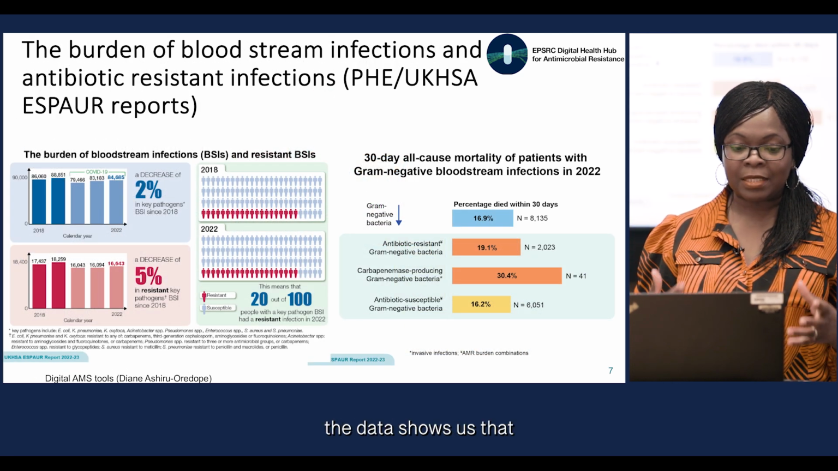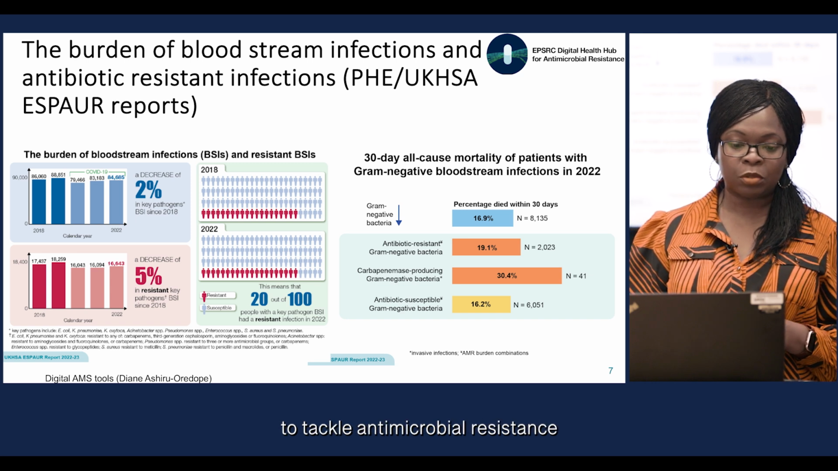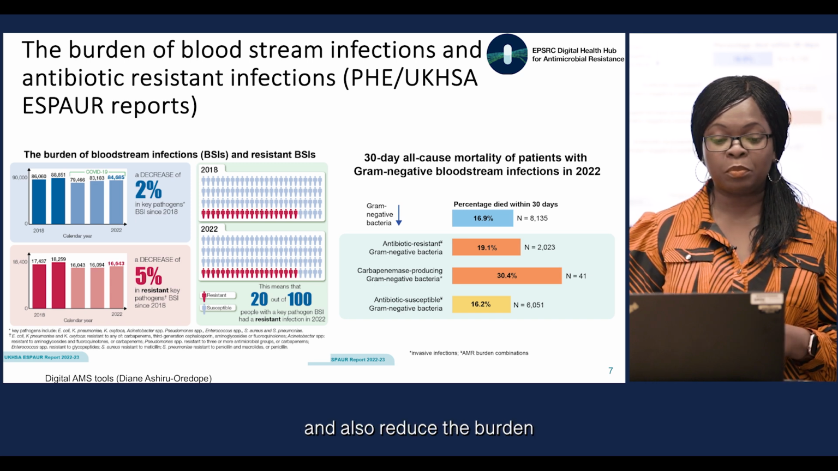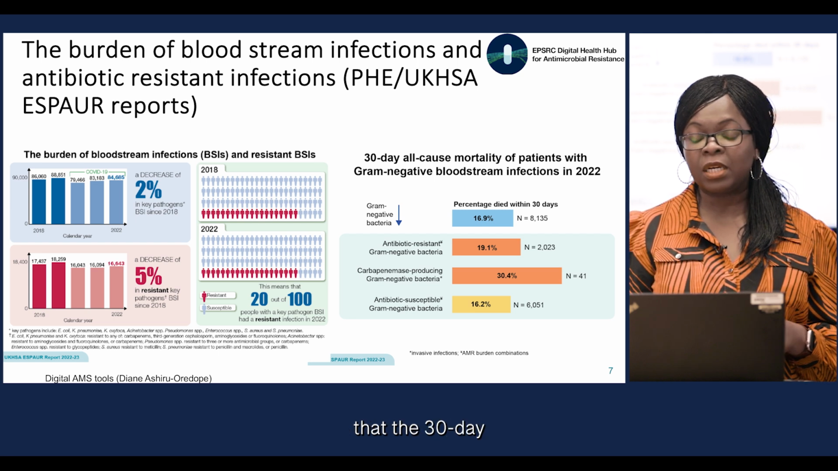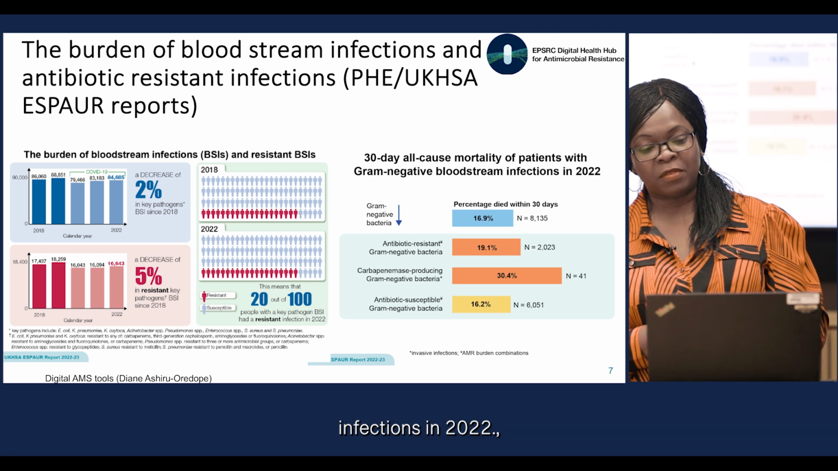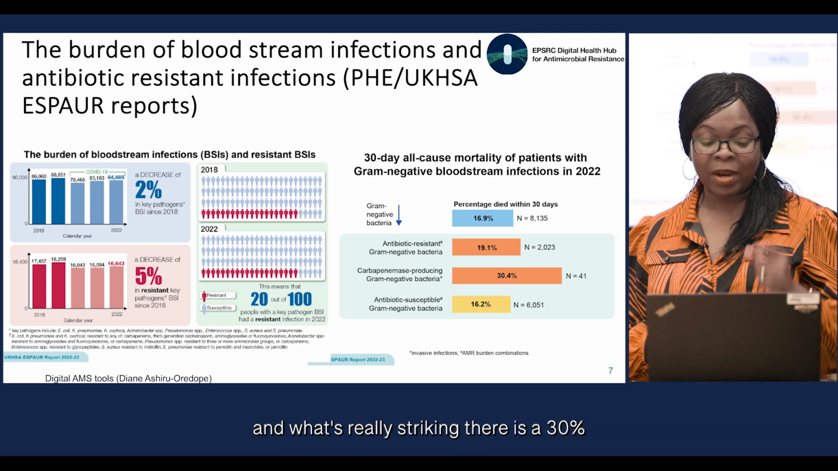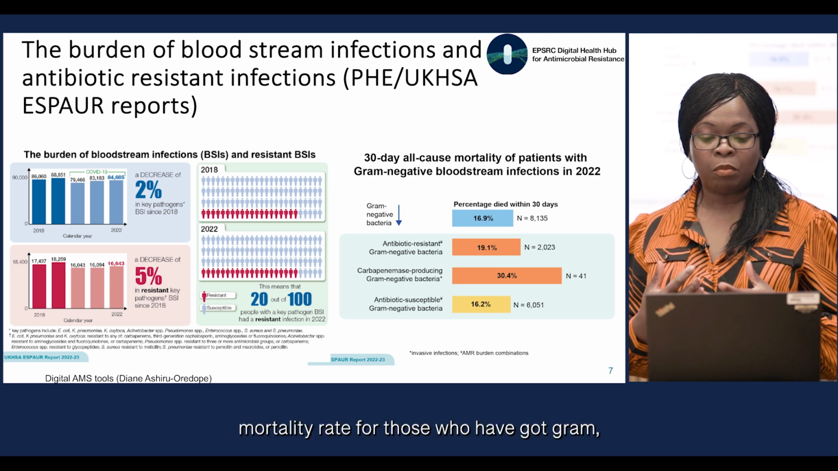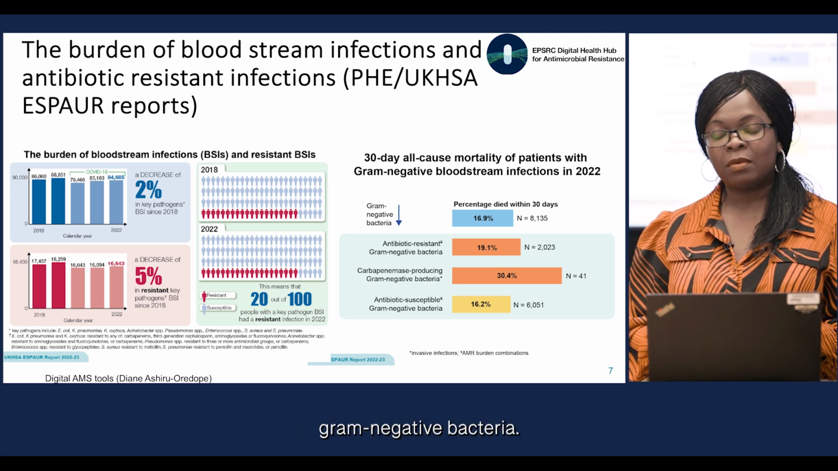Very recently, the data shows us that we need to continue to take concerted efforts to tackle antimicrobial resistance and also reduce the burden of bloodstream infections. We can see there, for example, the 30-day all-cause mortality for patients with gram-negative bloodstream infections in 2022. And what's really striking there is the 30% mortality rate for those who have got carbapenemase-producing gram-negative bacteria.